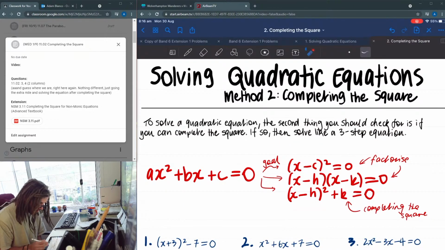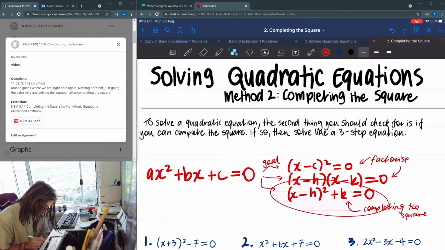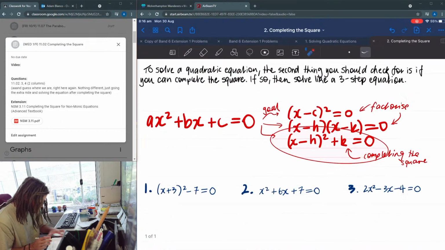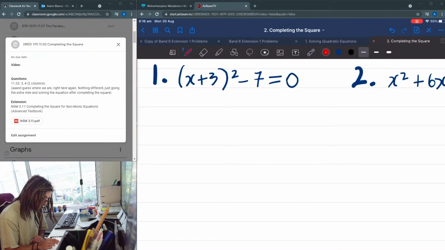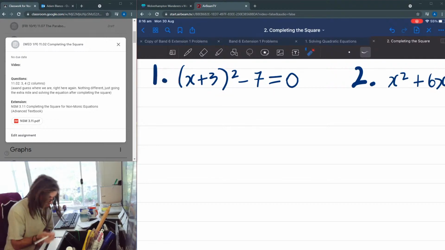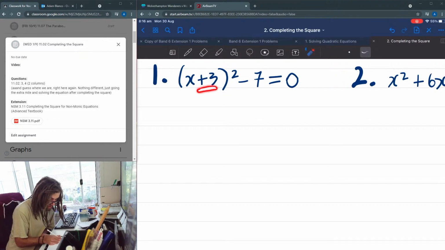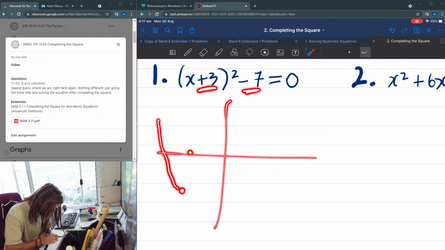So today, we're just going to try and get it into this form. That's our goal. Now, the first one's already done. The first one's already in that form for us. When it's in this form, you can draw it. So if this was y equals that, then look, this has moved to the left 3, and this has moved down 7. So to the left 3, down 7. That's what the parabola would look like.